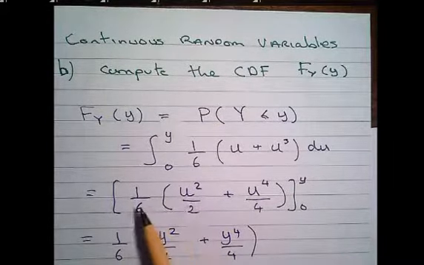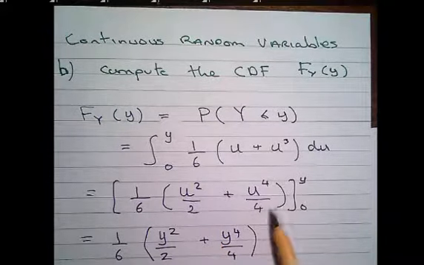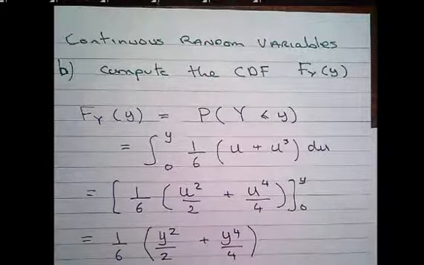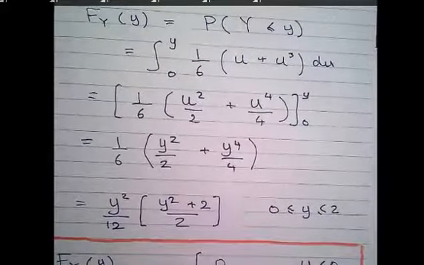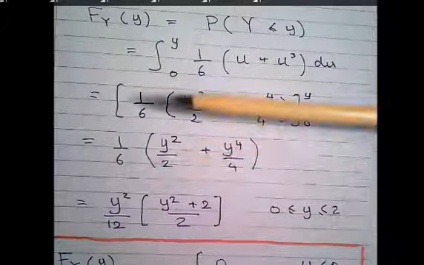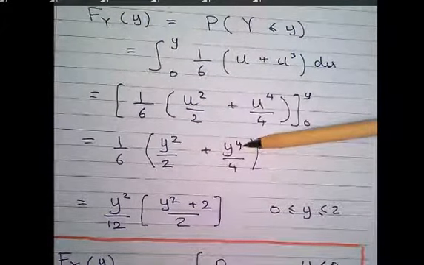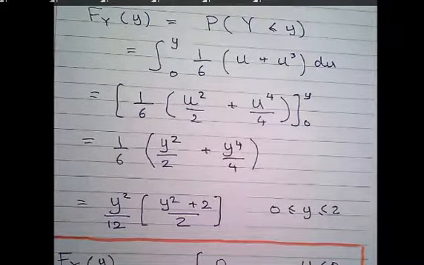Just like what we've done before, 1 over 6 times u squared over 2 plus u to the power 4 over 4, evaluated between 0 and y. Okay, so when we evaluate it at y, then we get our CDF. So it's 1/6 times y squared over 2 plus y to the power 4 over 4. Working that out a little bit more, you can simplify it as follows.